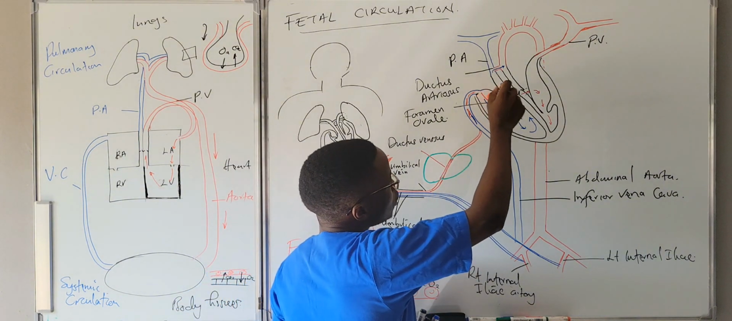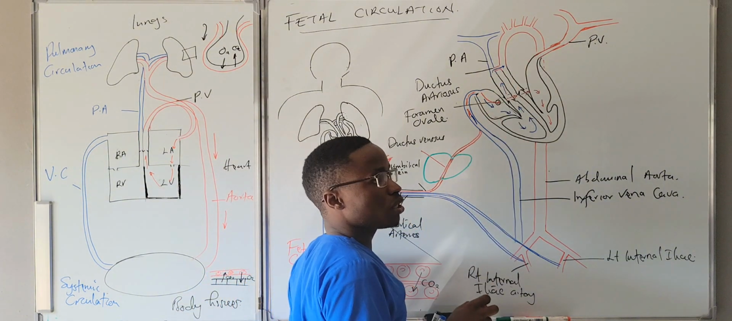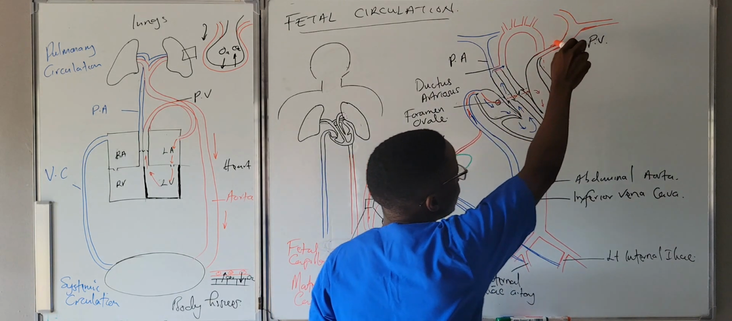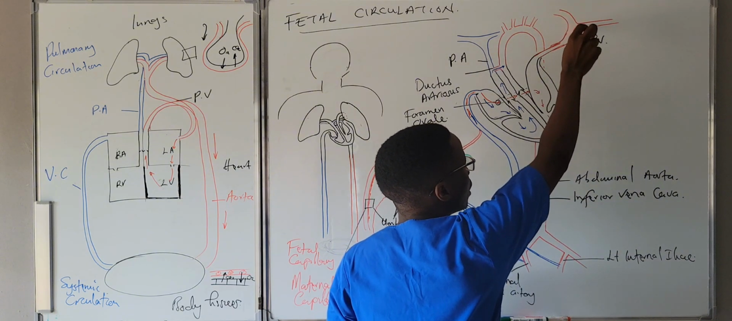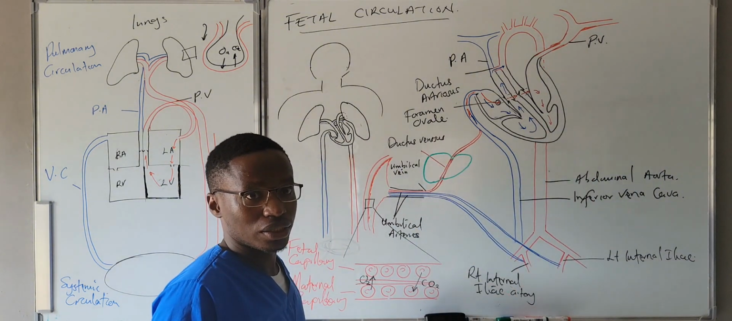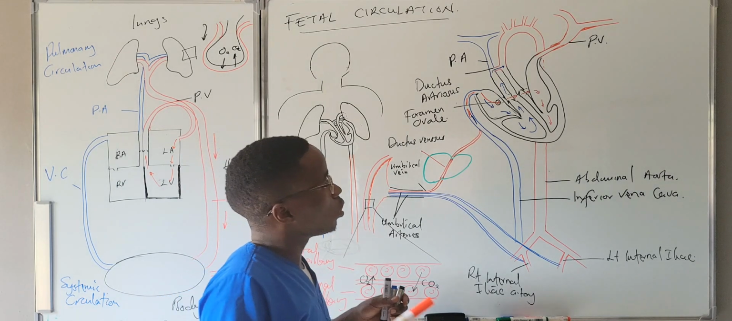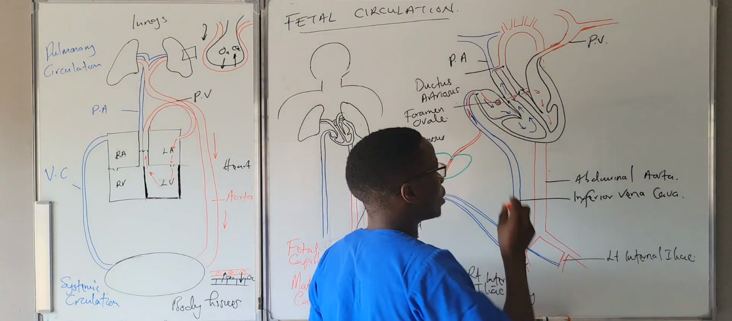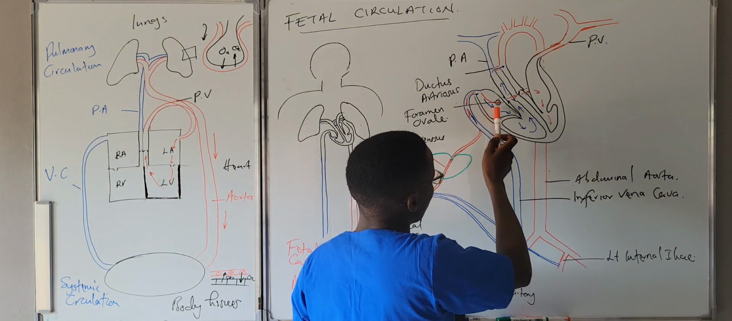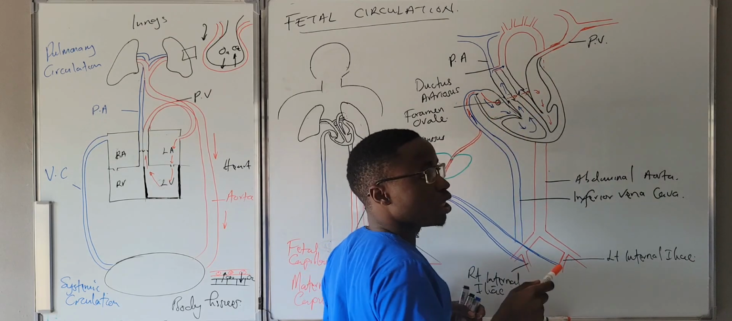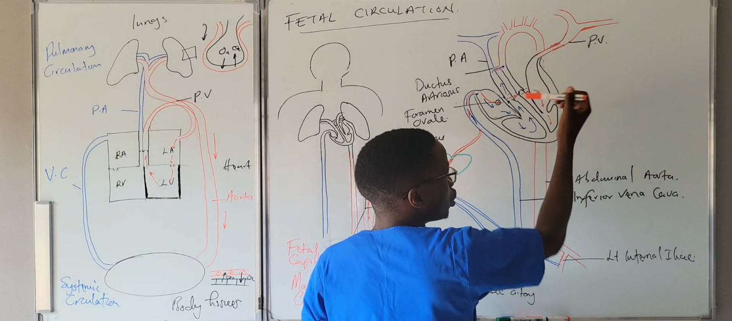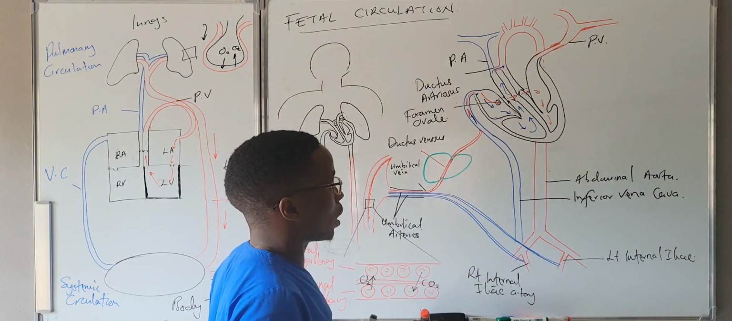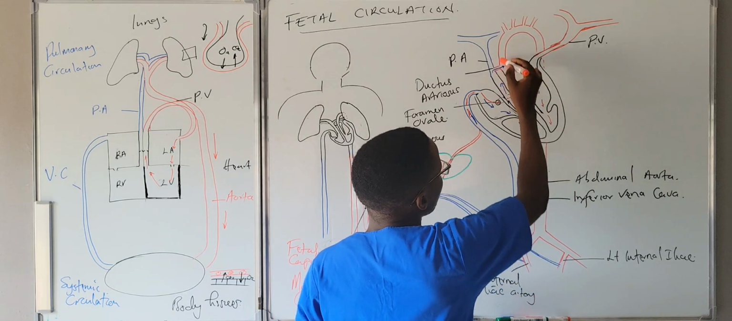So now, at this point, on the left side of the heart, remember the lungs are not working, and so there's no blood coming from the pulmonary vein. The only blood entering the left atrium is that which is shunting from the right atrium to the left atrium. And then that blood, which is oxygenated, will come down into the left ventricle. Then it will pump out into the aorta.